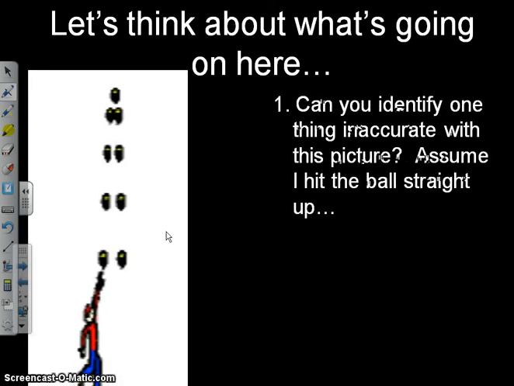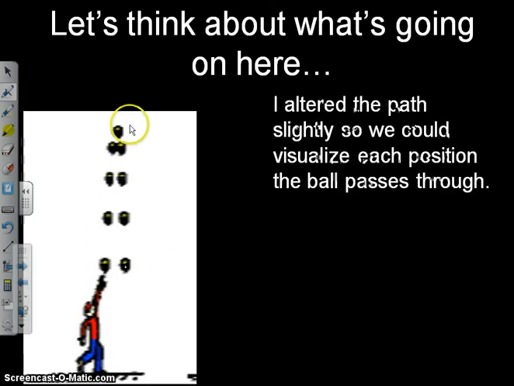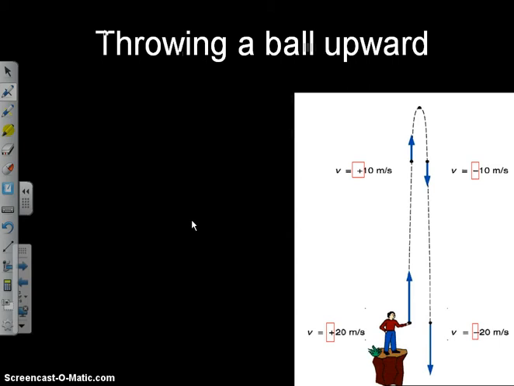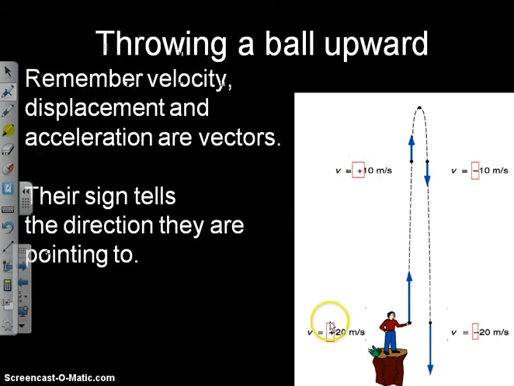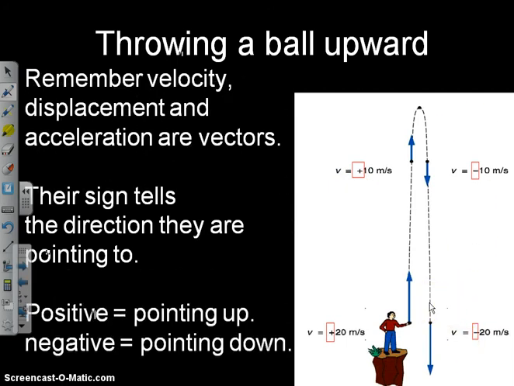The thing is that this is being altered a little bit so that you can visualize the object going on its way down and on its way up at the same time. So follow along with me in your notes. Remember that velocity, displacement, and acceleration are all vector quantities. They all have signs, and the signs tell the direction, since a vector needs a magnitude and a direction.